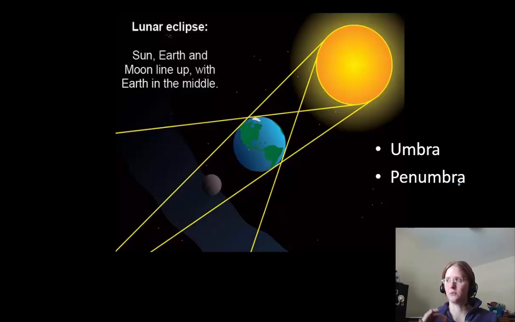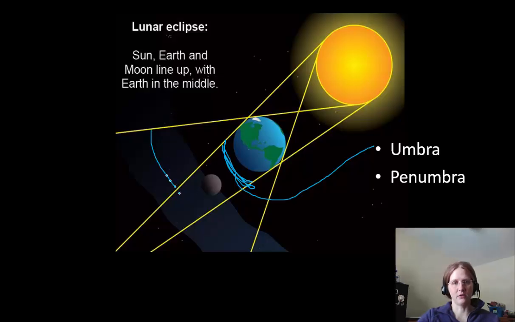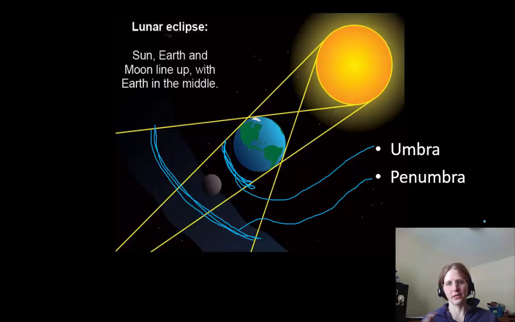So for solar eclipses, at new moon, the moon has to be in the middle. If we go to lunar eclipses, it's the opposite. The Earth has to be in the middle. The sun, the Earth, and the moon line up with the Earth in the middle. And the Earth's shadow is going to be bigger than the moon's shadow because the Earth is bigger. So the Earth's umbra, the Earth's complete shadow, is going to be right there. And the penumbra, the partial shadow, is quite a bit larger here.